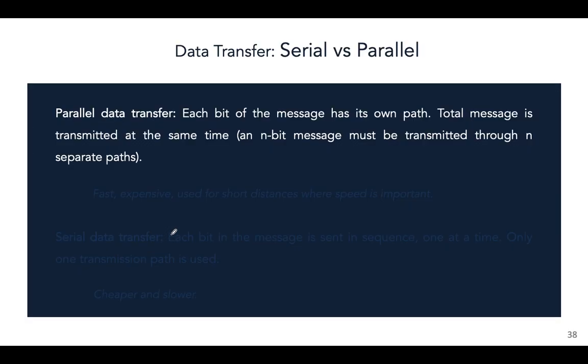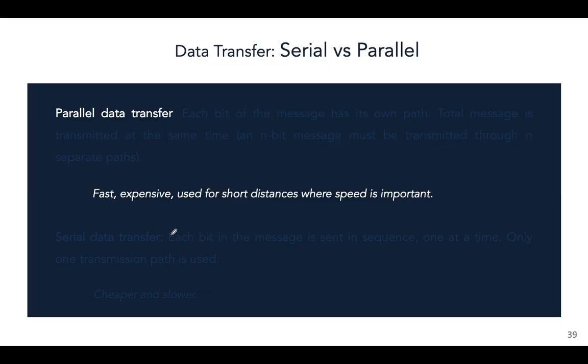All right. Now, in parallel data transfer, each bit of the message has its own path. And that's clear from the name itself, right? So each bit of the message has its own path. The total message is transmitted at the same time, which means that an n-bit message must be transmitted through n separate paths. So each bit takes one separate path. All the data is thus transmitted at the same time.